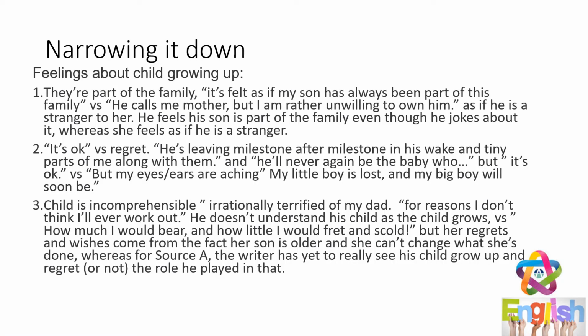So once you've got all the quotes that I picked up, you need to narrow it down. You need to look at the feelings about the child growing up. So this is what I picked out. I've got all my quotes on that grid that I've just shown you, and I have narrowed it down to just the core feelings about this child growing up. So I picked out "part of the family," and those are my quotes there. "It felt as if my son has always been part of this family," versus "he calls me mother, but I'm rather unwilling to own him, as if he's a stranger." He feels his son is part of the family, even though he jokes about it, whereas she feels he's a stranger. So I picked out that they both mention family, but the difference is, on one hand, he feels really close to his family, and it's a joke, whereas on the other hand, she feels like her child is a stranger.